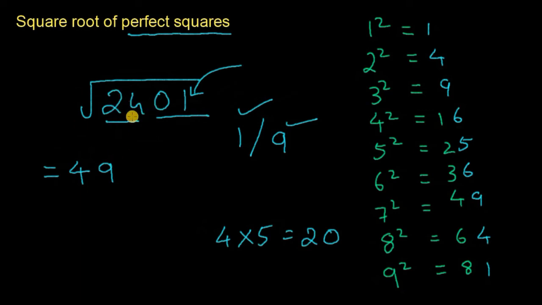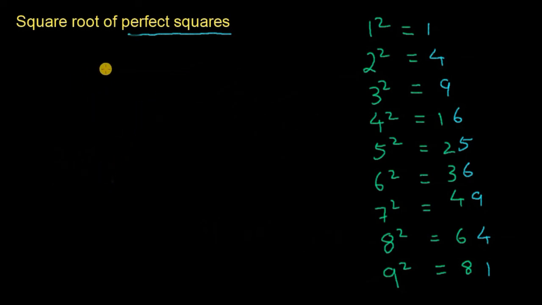The square root of 2401 is going to be 49. Let us take another example. I'm going to solve quite a few examples here so that it gets hardwired in your brain. Our next number is 6889. You have to find the square root of 6889.